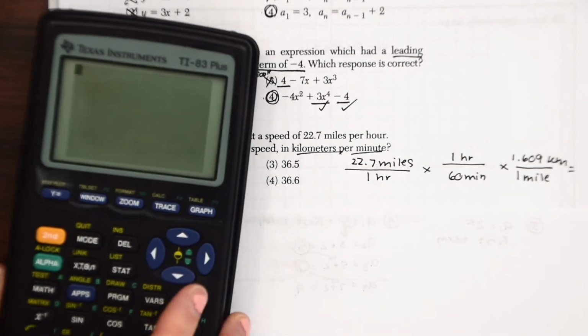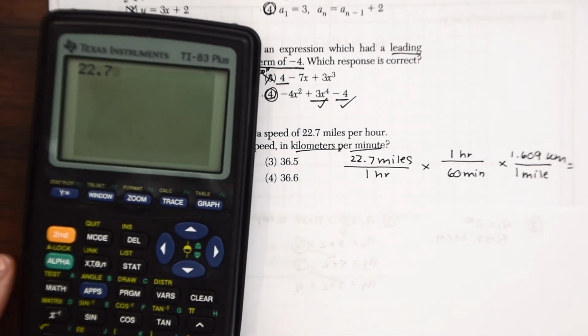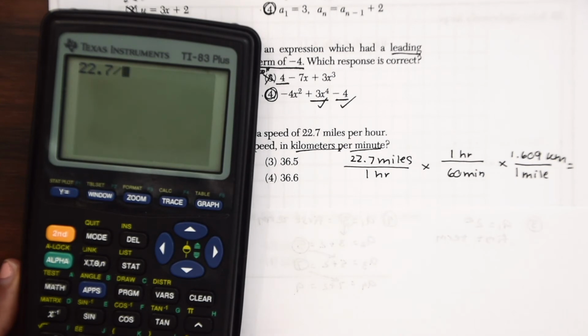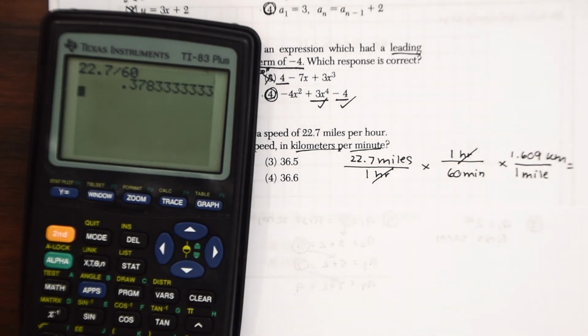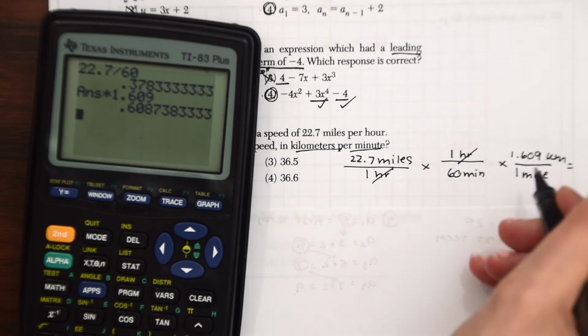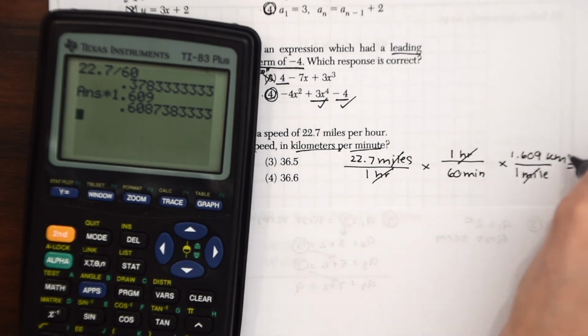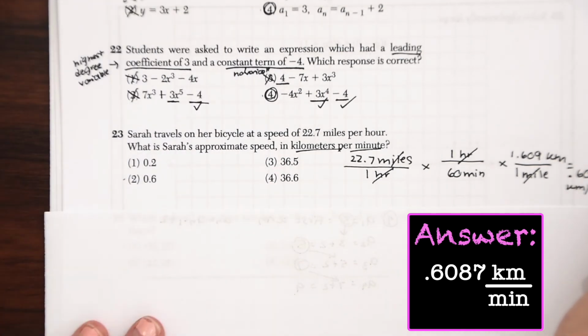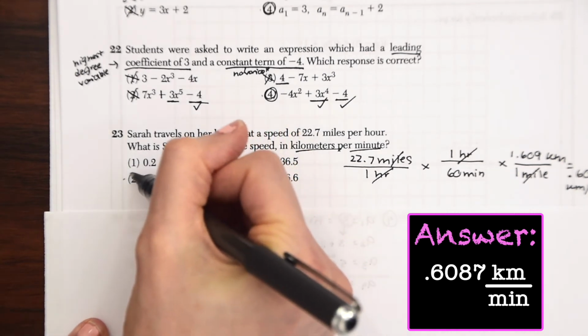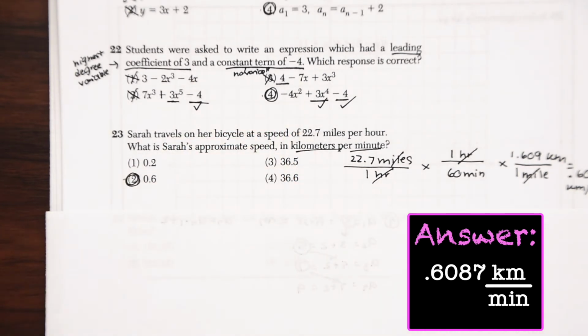So we have 22.7 miles divided by 60 minutes. These hours cancel out. And then we're going to multiply this times 1.609. And then these miles cancel out. And we're left with this number here, 0.6087 kilometers per minute. So the closest thing here is this 0.6 at choice 2, which is our answer.